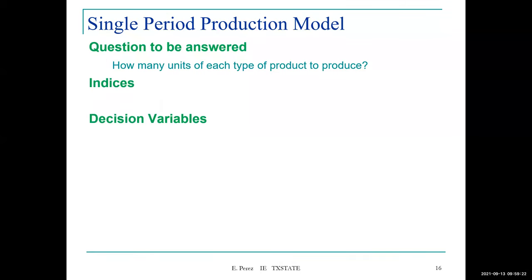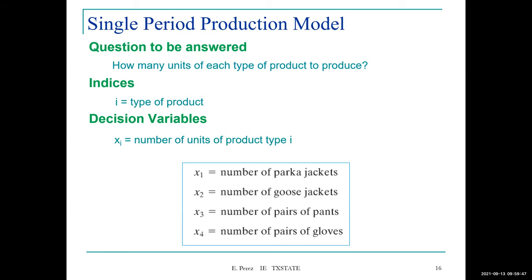So what are the questions to be answered? How many units of each type of product to produce that will maximize my profit, meaning my income minus the cost. And we have different types of products, so I'm using an index, same thing that we did for the previous example. Now it is representing something else. In the previous example, it was representing the number of portions of items of each product that I was going to buy. Now this is the number of products per type that I'm going to produce.